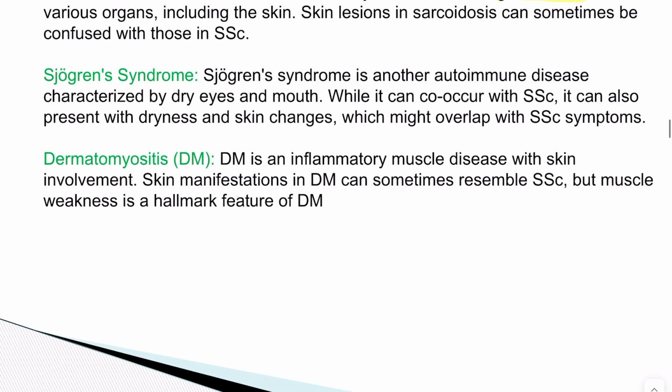Dermatomyositis, we already have discussed. It is an inflammatory muscle disease with skin involvement, and the skin manifestation can sometimes resemble it, but muscle weakness is a hallmark feature of dermatomyositis. Normally we have a proximal muscle weakness, and as you can recall, for dermatomyositis there's a specific rash called heliotrope rash, which is around the eye, the periorbital region, and there are Gottron papules, which are specific rashes that can present on the hands and the knuckles. So these are quite distinctive actually.